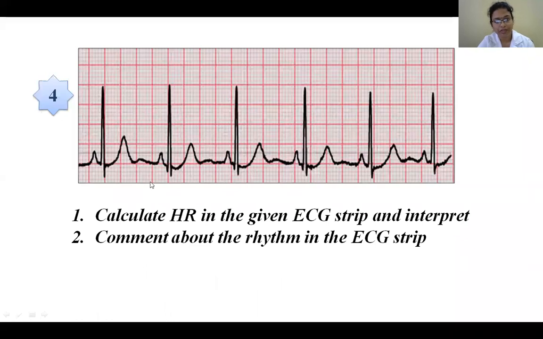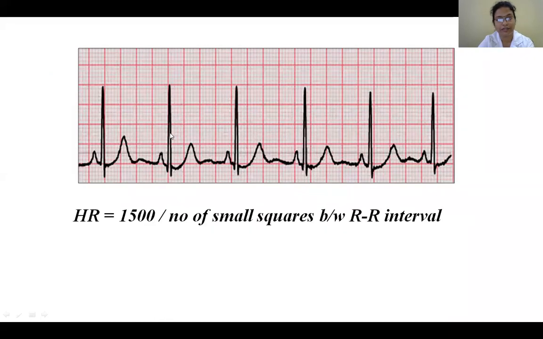Now, again here calculate the heart rate and the rhythm. So if you see here, take the wave which corresponds on the thick line. Again, we have to use the formula of 1500. If you start counting, it gives 21 small squares: 1, 2, 3, 4. So this is 4 into 5, that is 20 squares, and the one small box over here. So that is 21.